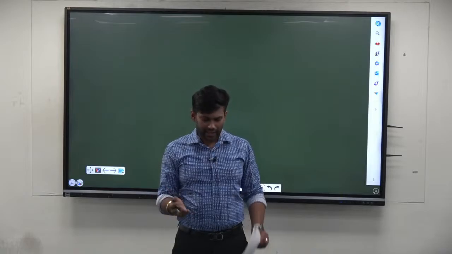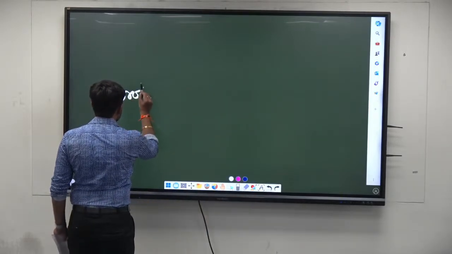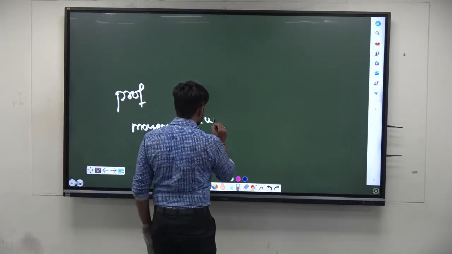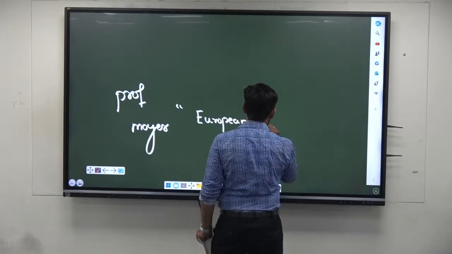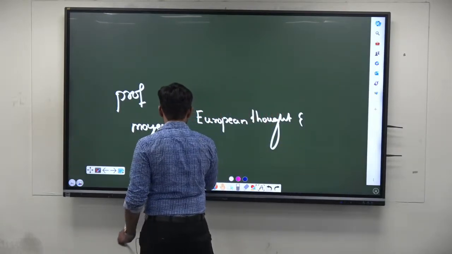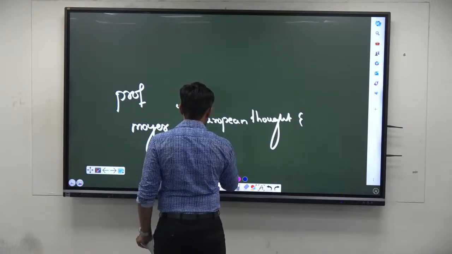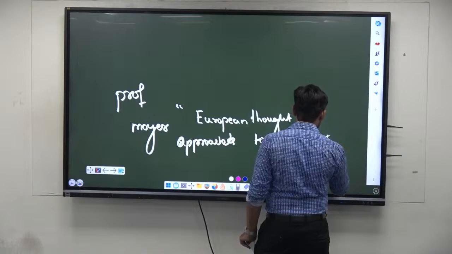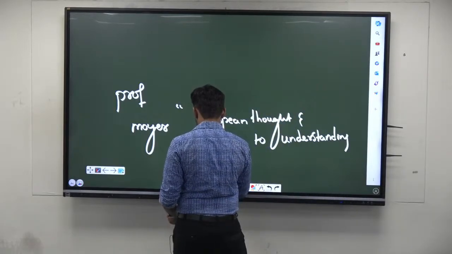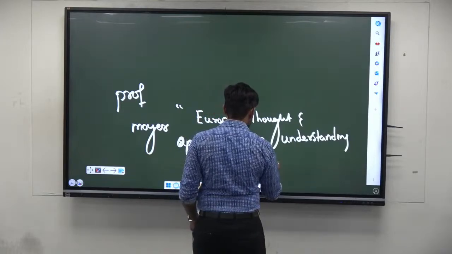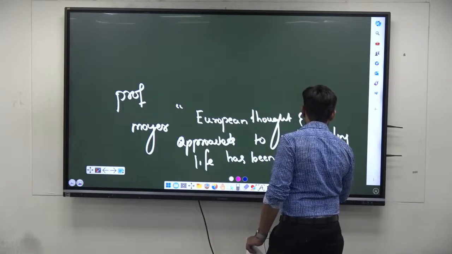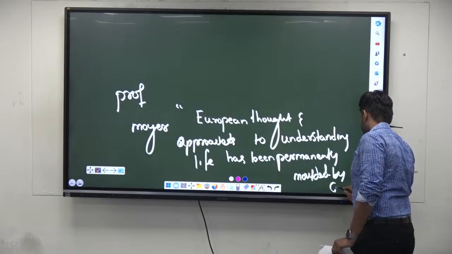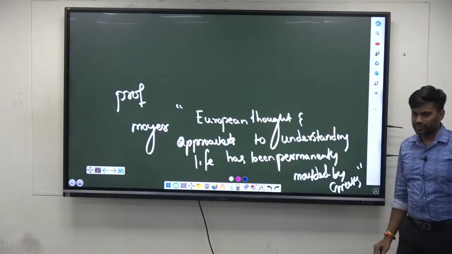Plato and Aristotle. And that is why you have one person called Professor Moyer, who says that the European thought and approaches to understanding life has been permanently molded by Greeks. This is one of the opinions given by whom?